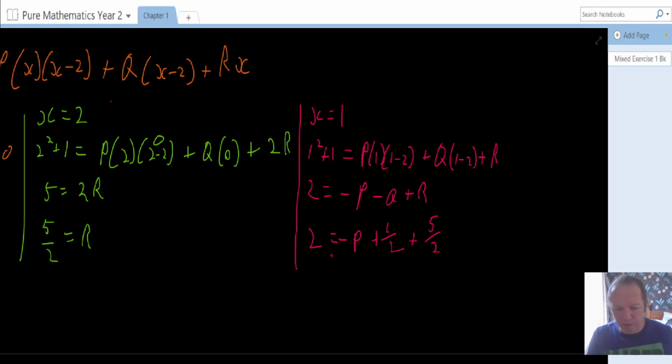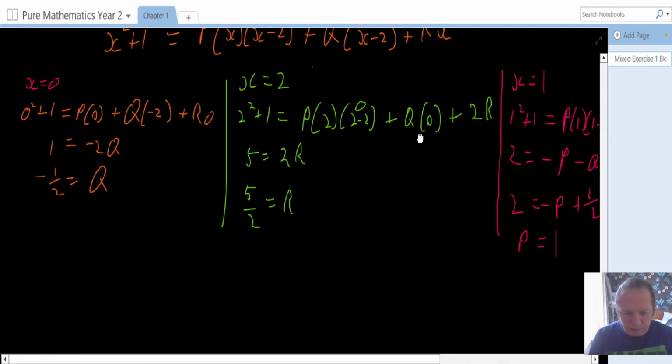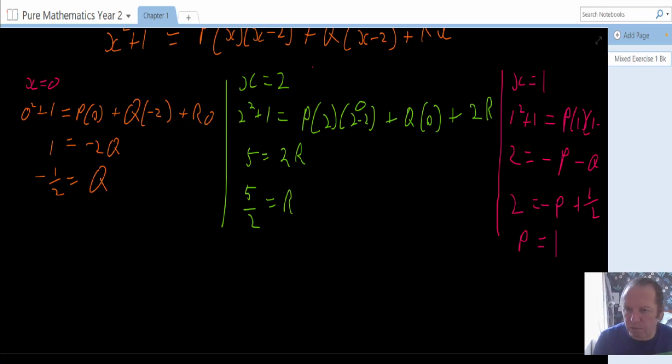So let's bring that over there. Let's say p is equal to, what do we have here? 5 over 2 plus 1 over 2, which of course is 3, and then we're going to take away 2 from it, leaving us p is equal to 1. So there are our 3 solutions. Q is minus a half, r is 5 over 2, p equals 1.